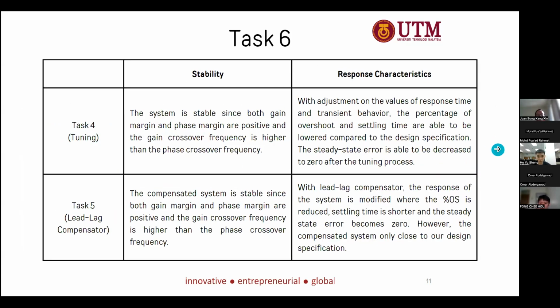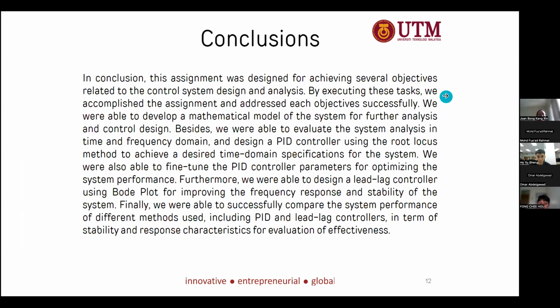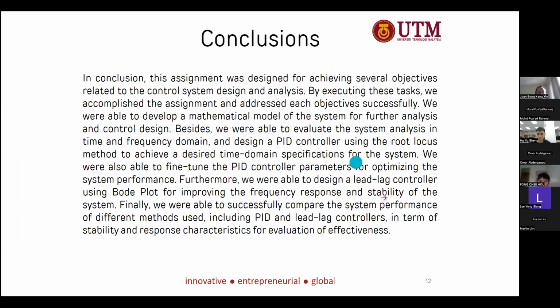Okay. So you can see the comparison. Yeah. So in conclusion, the assignment was able to be accomplished and we are able to achieve all the objectives. Yeah, that's all. Thank you very much.